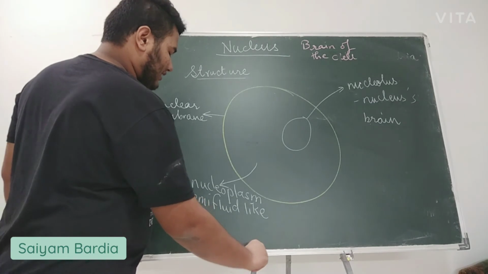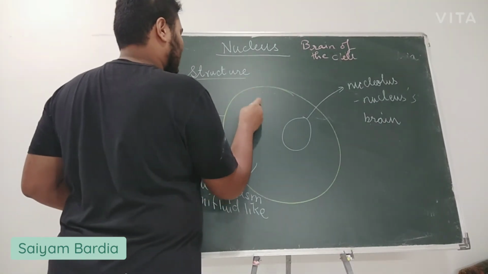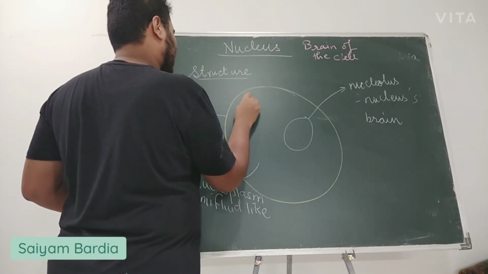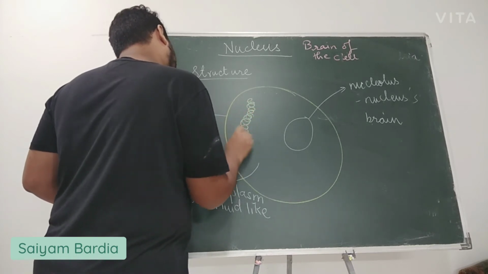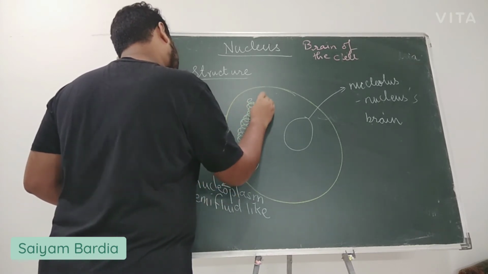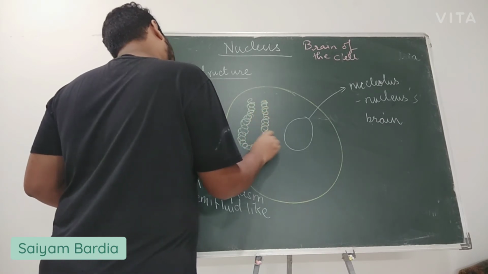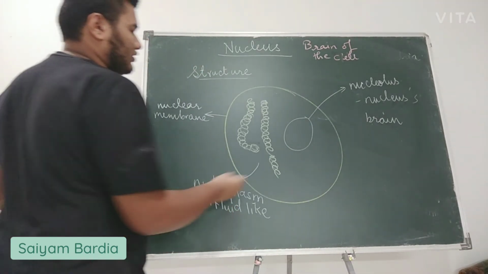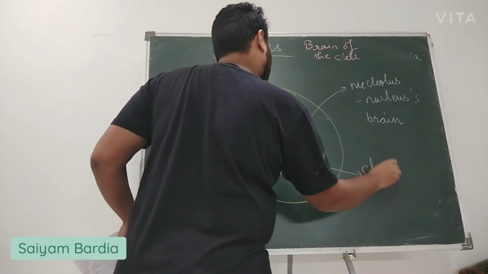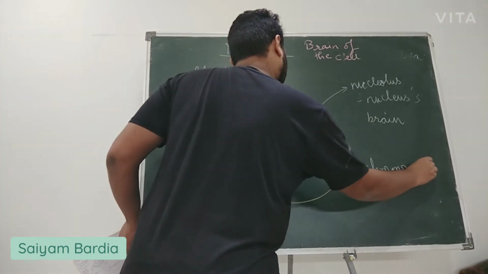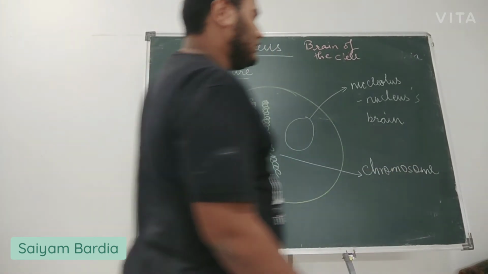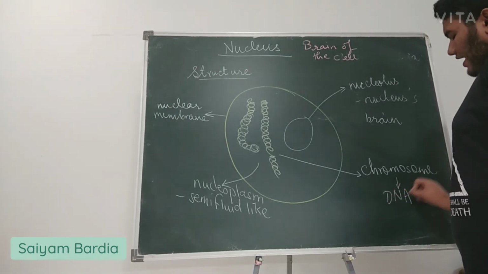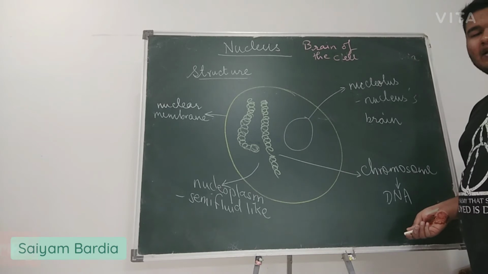Now there are some weird structures, coiled, highly coiled. So I will draw it like this. Highly coiled structures called chromosomes. So these are chromosomes. Chromosomes contain DNA. Now what is DNA?